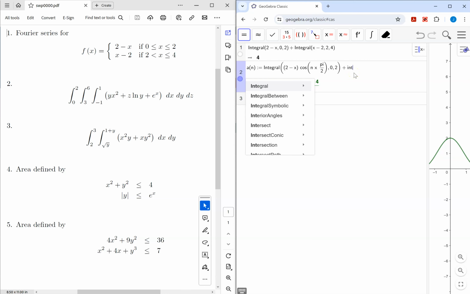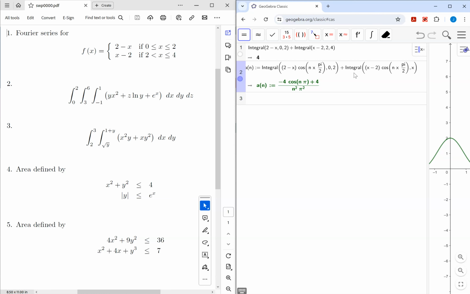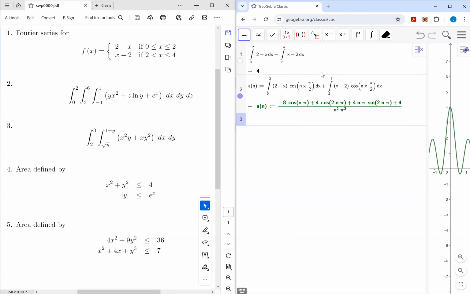And then type in the integral of x minus 2, same cosine of nx pi over 2, and that'll be with respect to x. And I'm going to go from 2 to 4. In this one, I didn't bother telling it what the x variable was. I'm going to go back in and change that, just to make sure we have everything on the right numbers here. So here are our a coefficients, or a sub n coefficients.